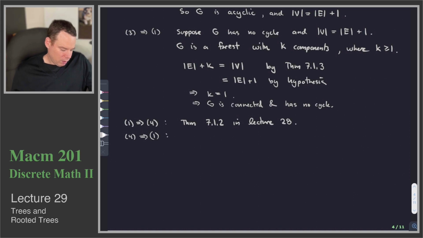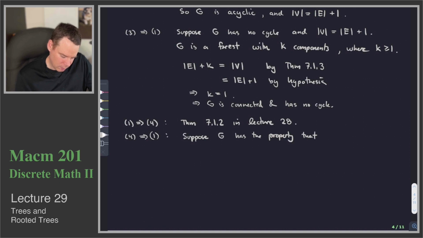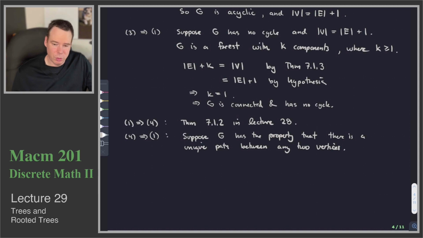If there is a unique path between any two vertices, then our graph must be a tree. So we're going to suppose G has the property that there is a unique path between any two vertices. And now we want to show that it's a tree. So we need to show that it is connected and contains no cycles.